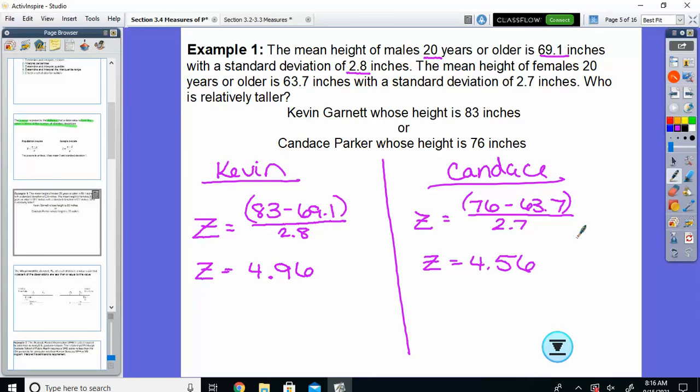Okay, so both of these people are above average. Which one is relatively taller? Kevin. Kevin, because he is further away from the average. You know, average is right here at 0. She is 4.5 standard deviations above. He's almost 5 standard deviations above. So he is relatively taller.